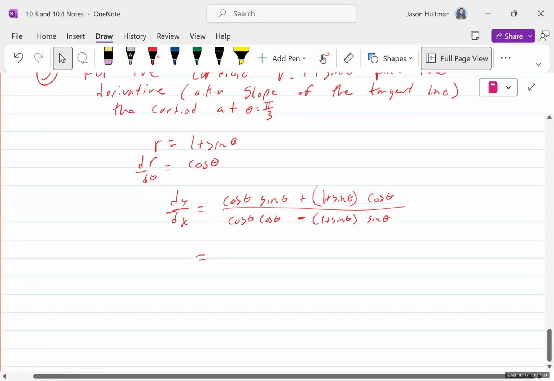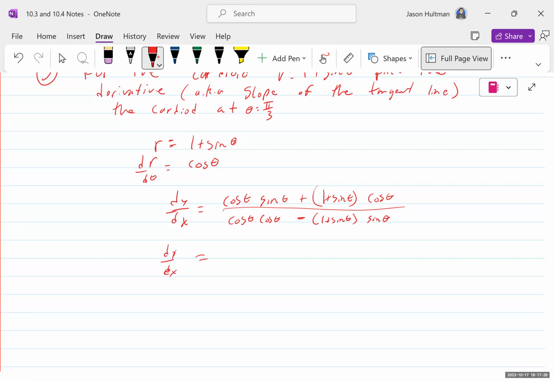So dy dx is equal to, let's factor out a cosine on top. Cosine theta times, this is going to be 1 plus 2 sine theta. Okay, interesting. On the bottom, we get cosine squared theta minus 1 minus sine squared theta. Interesting.